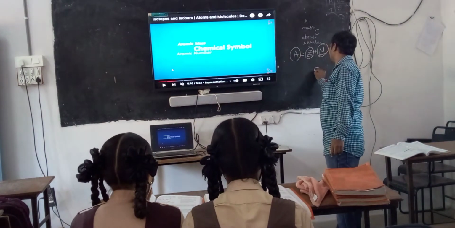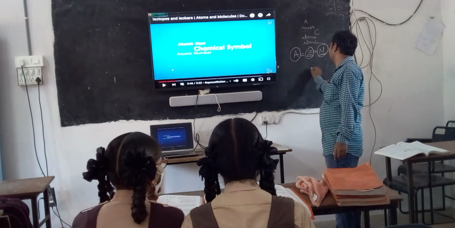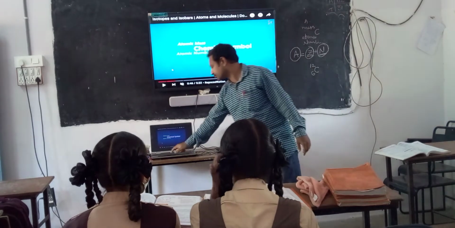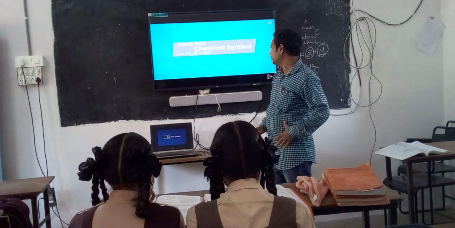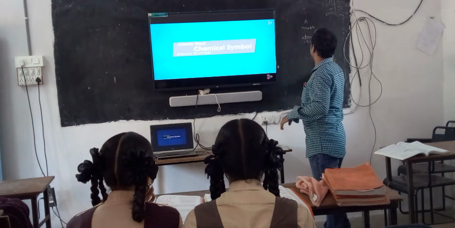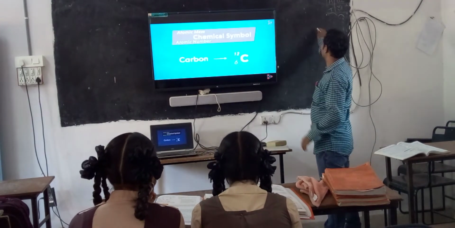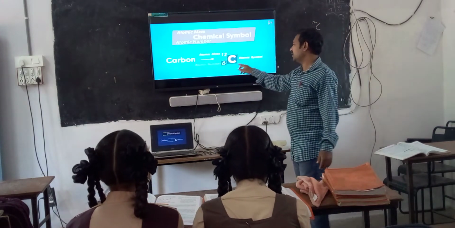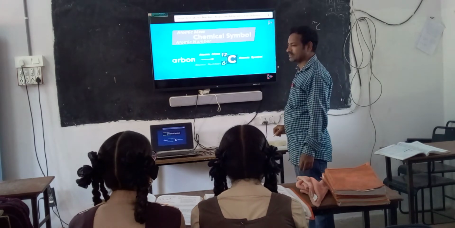For example, carbon. Atomic number 6, atomic mass 12. Carbon 6, 12. This is the atomic symbol. This is the atomic number, and this is the atomic mass.